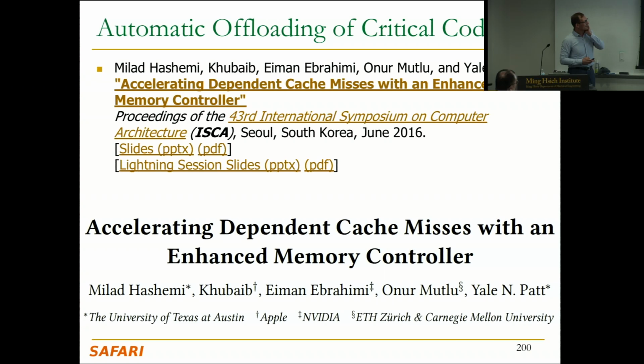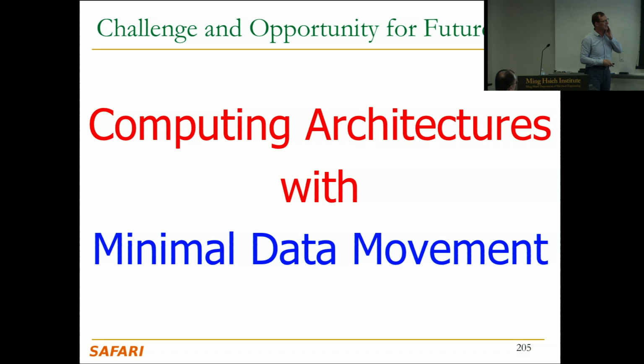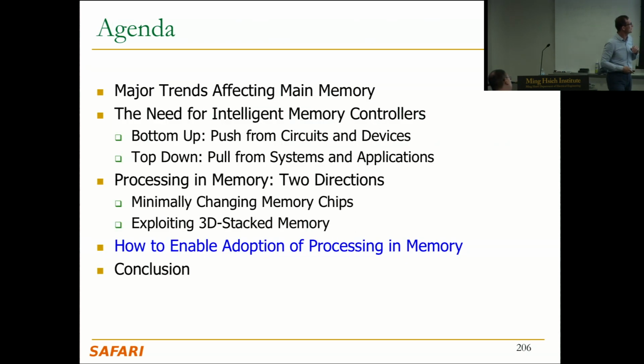Okay, so let's skip some of these over here. Essentially, we have this big challenge, and I think we need to do this data-centric architecture design to overcome the energy and performance challenges. And I think, in the end, it boils down to data movement. We have this challenge because we're moving data too much in the system. That's causing the energy and performance bottlenecks.